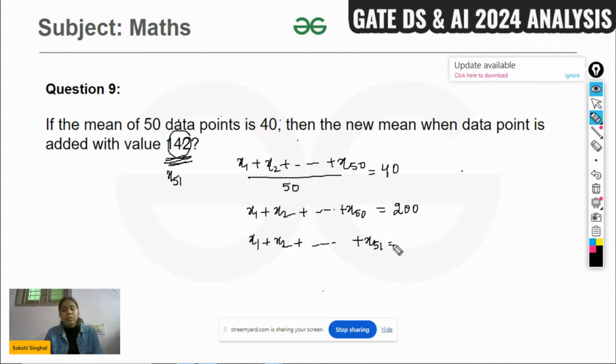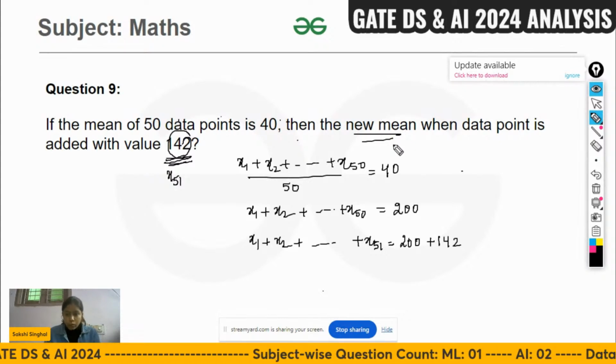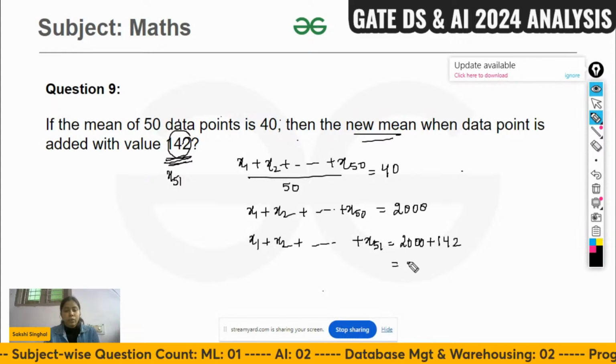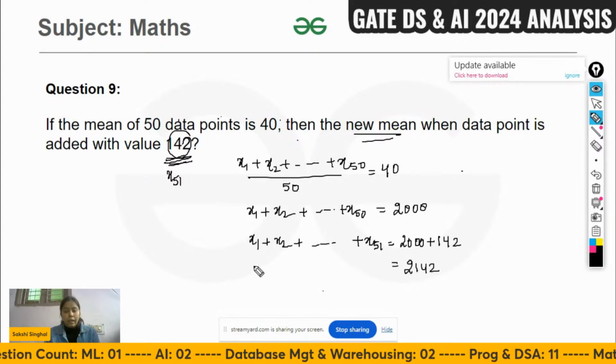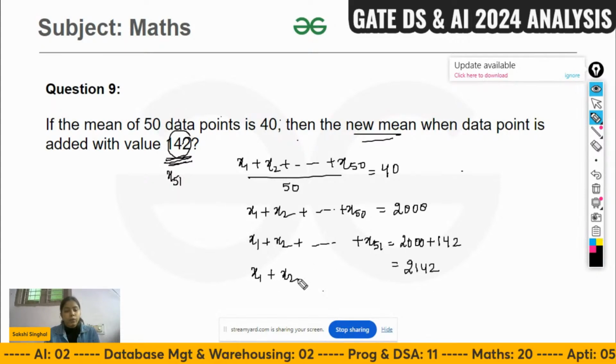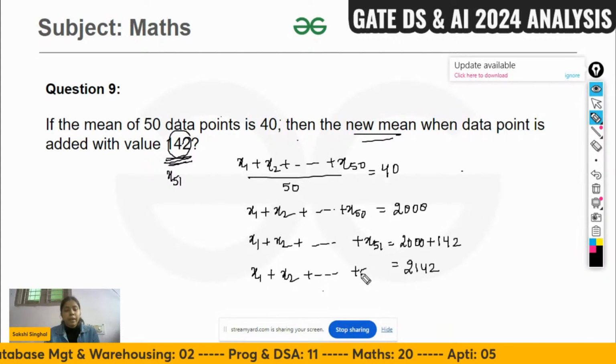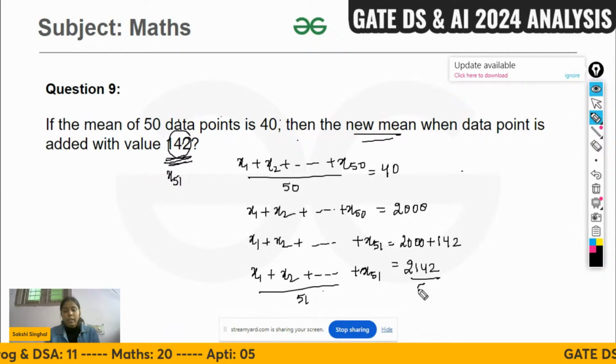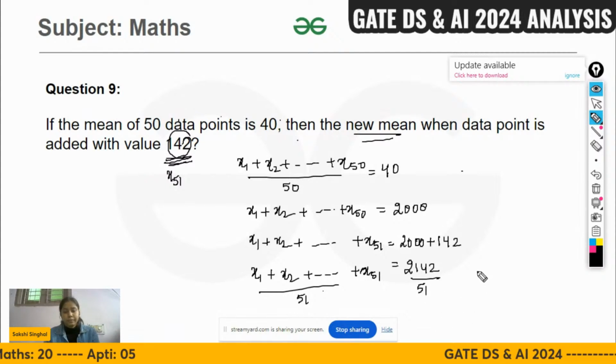And guys, this question was NAT type, right? If the options are not given to you, sometimes most of the students write down 342. No, but they asked what would be the new mean. Oh, sorry, that is 2000. Sorry, guys, that is 2000. So now it would become 2142. And now if I want to find the average, what would I do? I'll divide it by 51, right? So let's divide it by 51. Let me know, guys, what would you get?